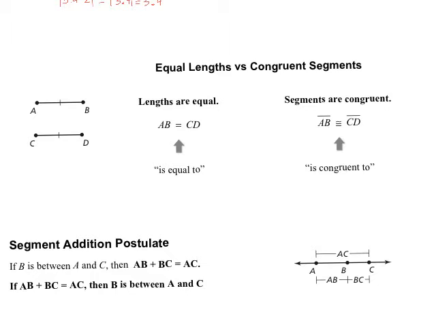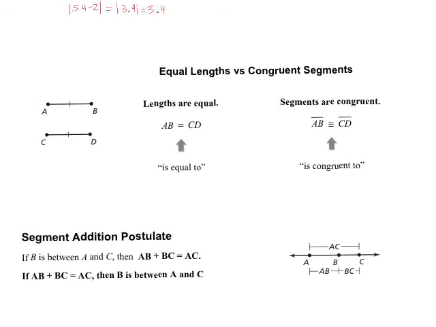When we write AB, we put the segment indicator above it, right? So that we know segment AB is congruent to segment CD. Congruency is just a fancy math word that means equal to, but that's generally how we're going to write it. So segment AB is congruent to segment CD. All right, let's talk about the segment addition postulate.